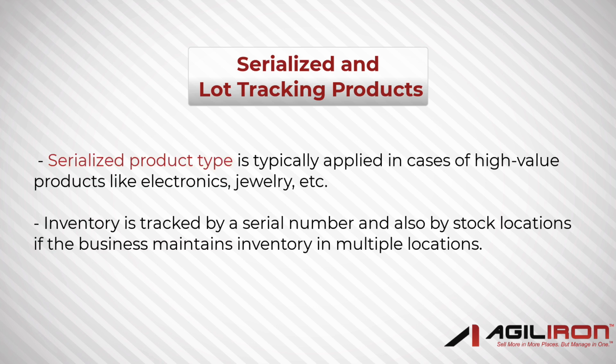Agiliron also supports lot tracking and serialized products. Serialized products are typically applied in cases of high-value products, like electronics, jewelry, etc. The inventory of this product type is tracked by a serial number and can also be tracked by stock locations if the business maintains inventory in multiple locations.